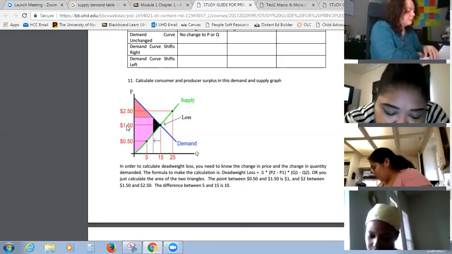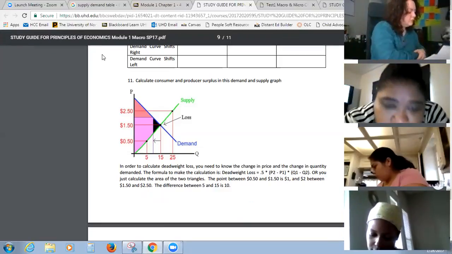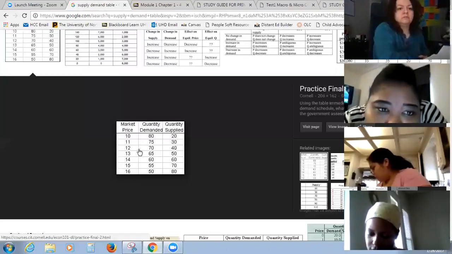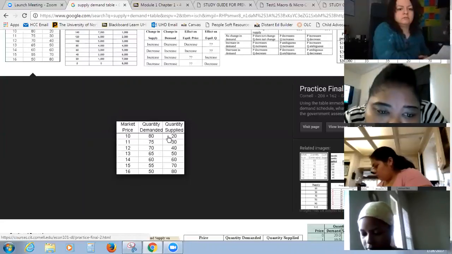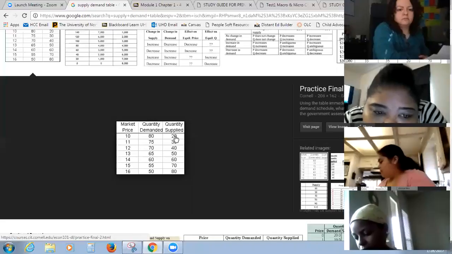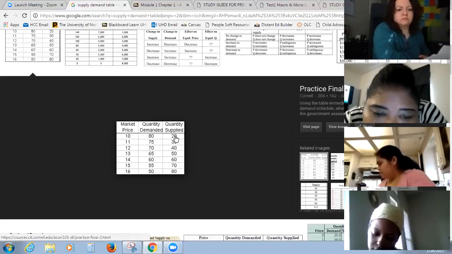That makes sense because if this was my supply before, at a price of $10, I supplied 20. Let's say we're talking about ice cream cones. Now I'm using a scooper and it's cold. And now I have a scooper that's warmed up. Am I going to supply more or less?